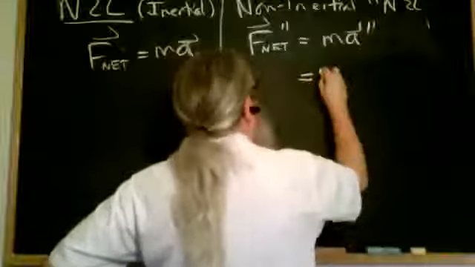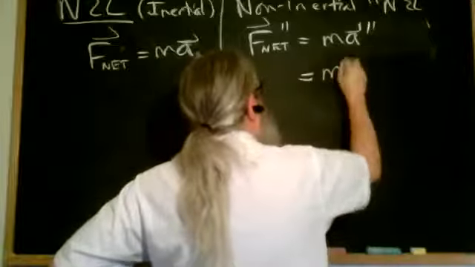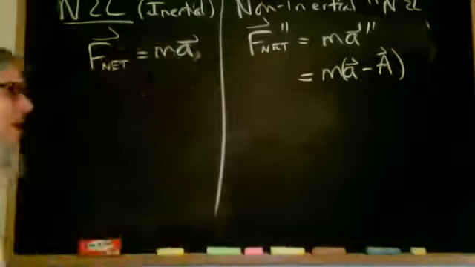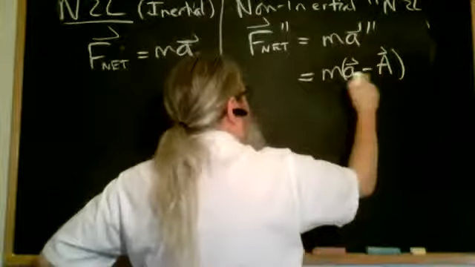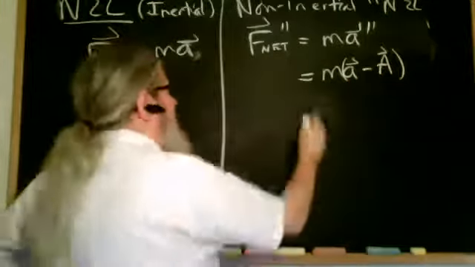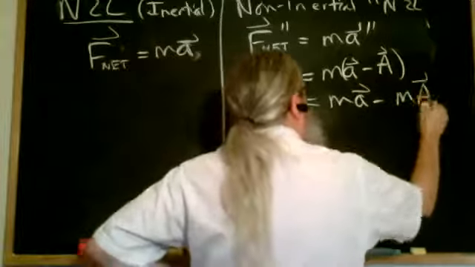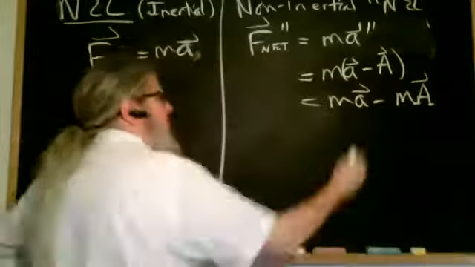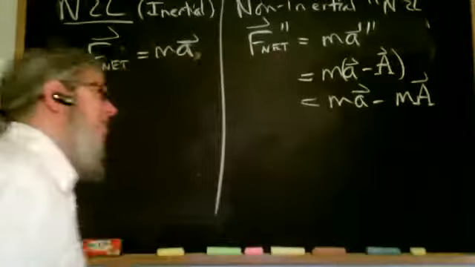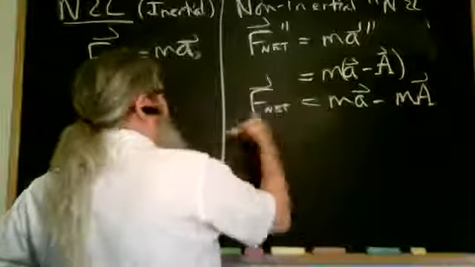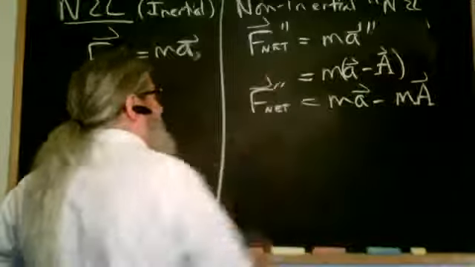But we already showed that this is just a minus A. So I've done the subtraction now. I've converted from the acceleration measured in the non-inertial frame to the acceleration measured in the inertial frame. So that's just ma minus m big A, where big A is the acceleration of the reference frame, with a little serif there. So this is F net, the net force as measured in the double prime frame.